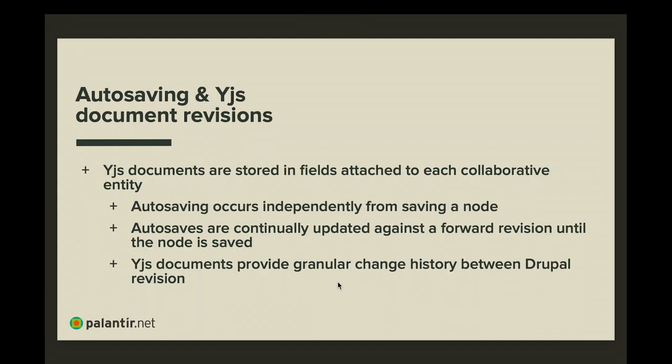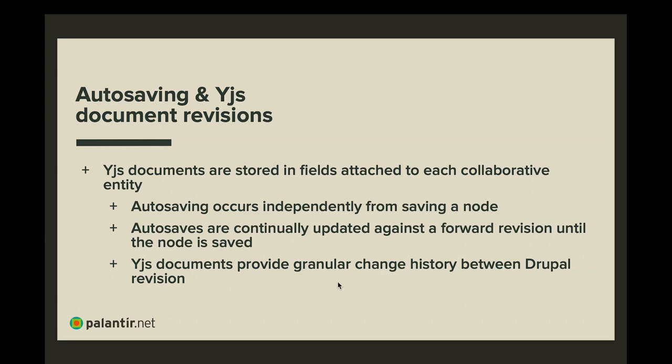One of the pieces I think I've alluded to a couple of times, but I should get into, autosaving is there by default. We went through a lot of engineering sort of head scratching on this one. Drupal has the concept of what's called a forward revision, which means an unpublished revision that doesn't upset the published version. This was actually a revolutionary concept when we wrote it in Drupal 7.